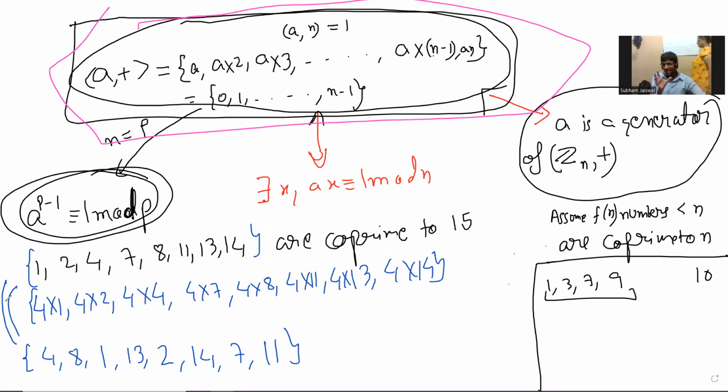So there is a permutation. If you take 1 to n minus 1, or 1 to 15 and you multiply with 4, you don't get a permutation. But when you pick these co-prime things and multiply with 4, you get a permutation in that set only.